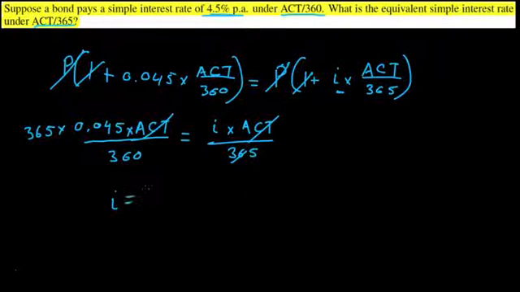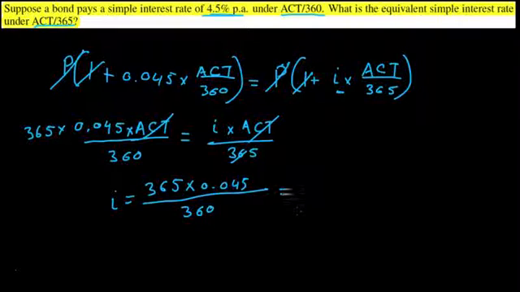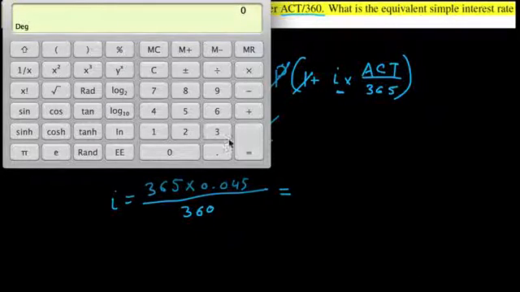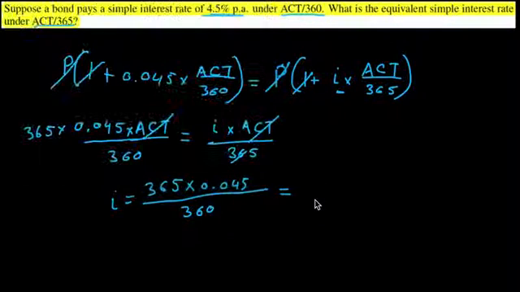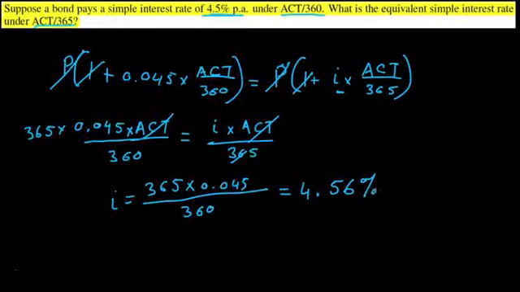So we can say that I equals 365 times the interest rate of 4.5% divided by 360. And so that answer, using the calculator, is 365 times 0.045 divided by 360 equals 4.56%, or depending on however you want to write it, like that.